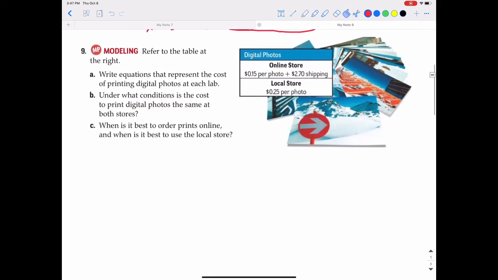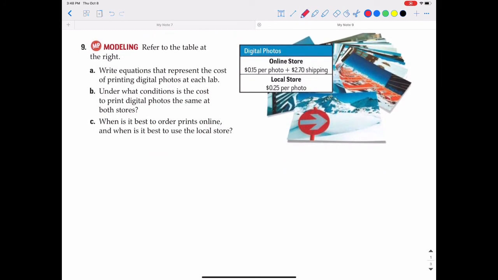Next question is modeling. At the right, we can see we have a couple of companies that offer digital photos. One of them charges 15 cents per photo plus $2.70 shipping, and the local store charges 25 cents a photo. Write an equation that represents the cost of printing digital photos at each lab. So what are the unknowns here? The unknowns are the number of photos you're going to be purchasing. So I'm going to let P equal the number of photos. And the other unknown is the total cost for purchasing the unknown number of photos. So I'm going to let C represent the cost.